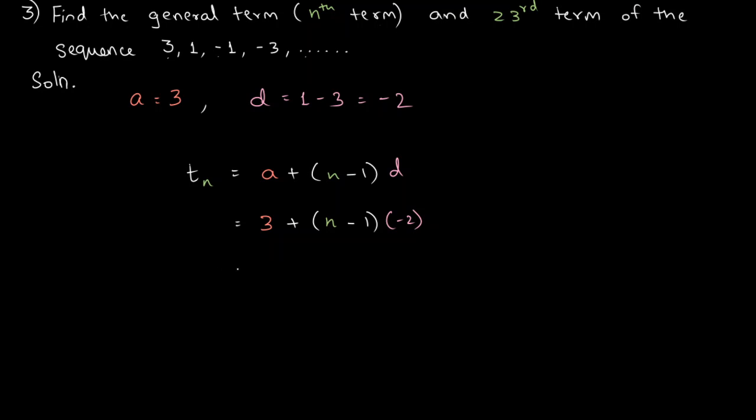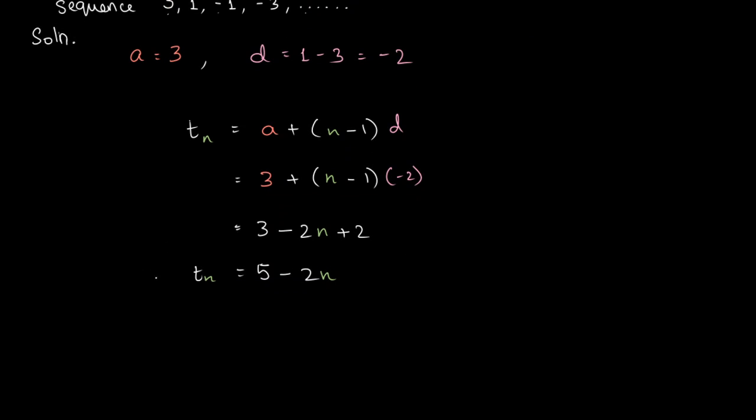If I simplify this expression a little, multiplying a negative term inside, it becomes 3 minus 2n, and minus 2 into minus 1 will make it plus 2. So finally, the general term, or the nth term, is equal to 3 plus 2, which is 5 minus 2n. This is the general term of this particular arithmetic progression.